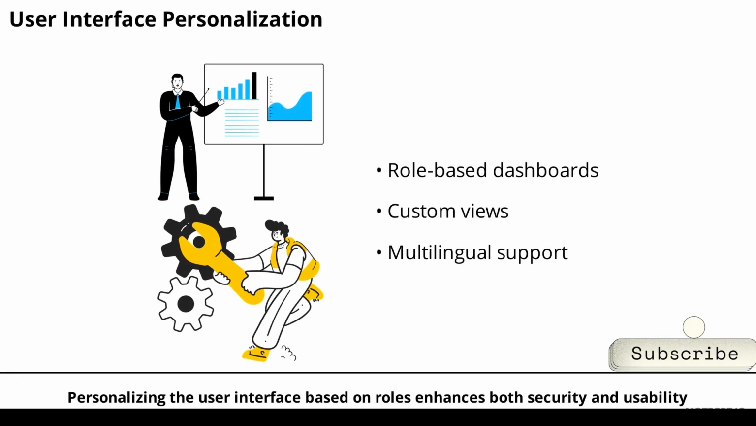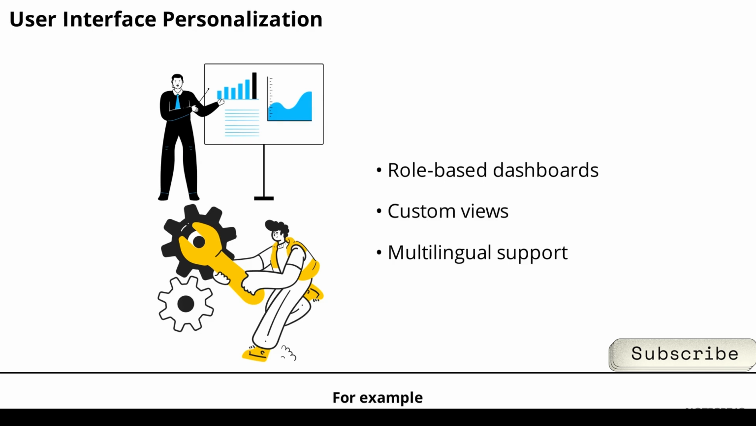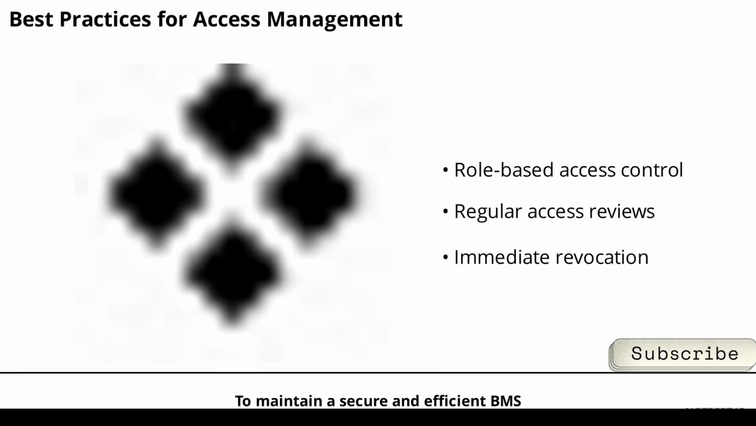Personalizing the user interface based on roles enhances both security and usability. For example, dashboards and floor plans can be restricted to only those who need them, reducing clutter and potential confusion. Multilingual options can be enabled for diverse teams, ensuring everyone can operate the system effectively. By tailoring the interface to each user type, you make the BMS more intuitive and reduce the risk of accidental errors.